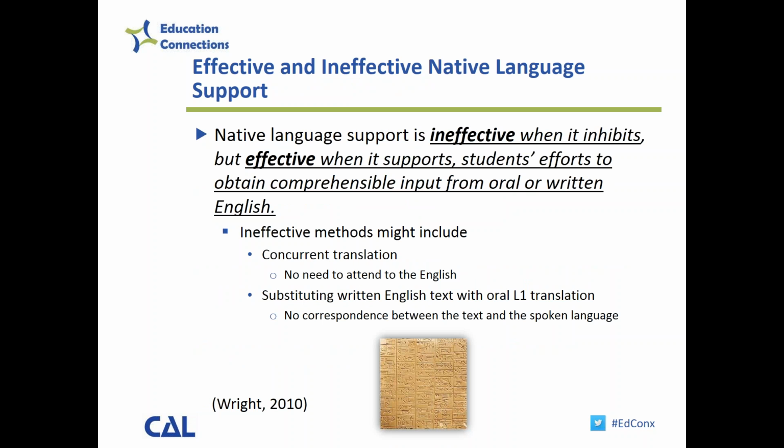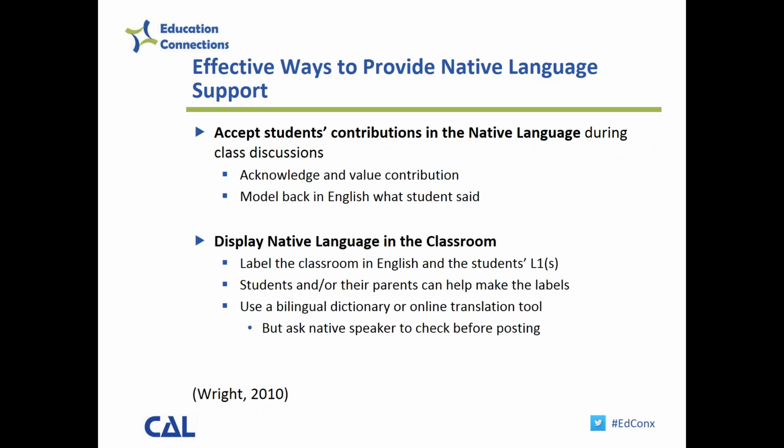Native language support can be effective and ineffective. So I'd like to point out that native language support is ineffective when it inhibits, but effective when it supports students' effort to obtain comprehensible input from oral or written English. Ineffective methods might include a concurrent translation where the student has no need to attend to the English, or substituting written English text with oral L1 translation where there is no correspondence between the text and the spoken language.